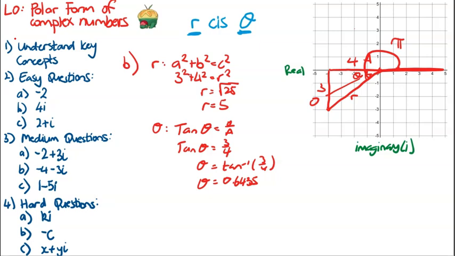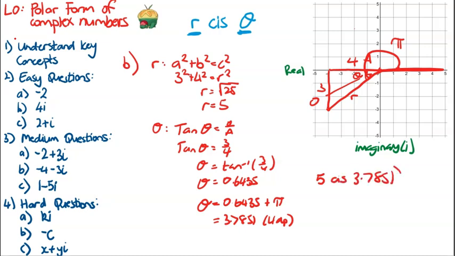So to find the actual argument, it's going to be 0.6435. I'm going to add on my pi, and that will be equal to 3.7851, and that was my 4 dp rounding. So I've now got all the information I need. I can put it into polar form. So my answer is going to be 5 cis 3.7851.